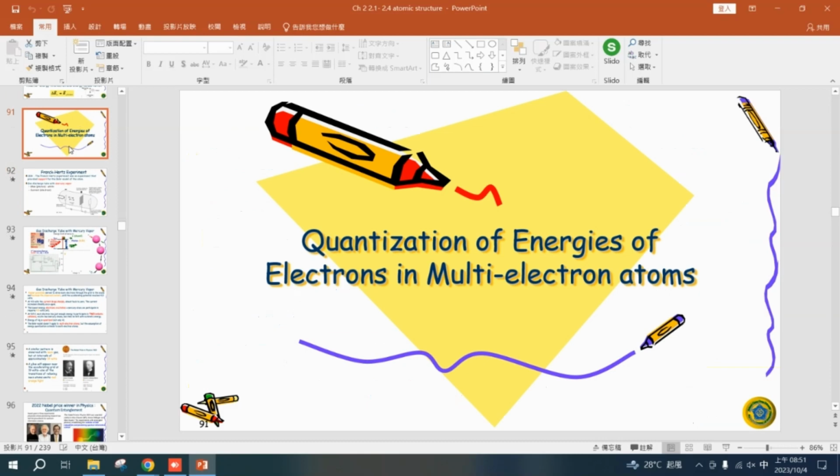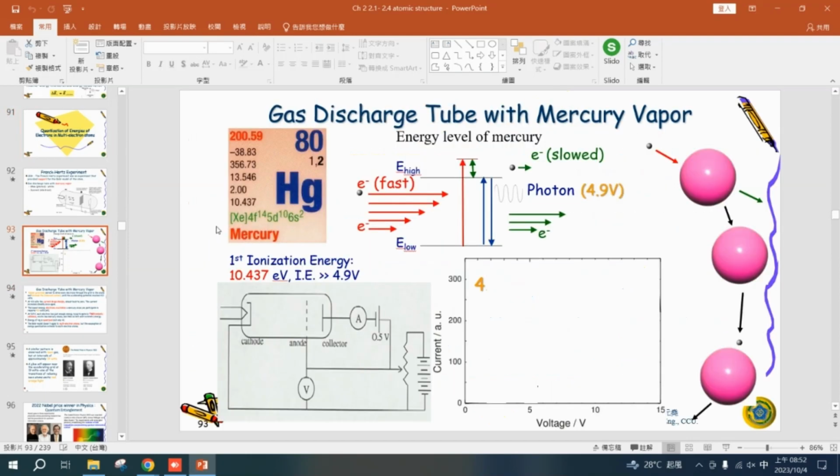And then we know that, is it possible to verify whether for an atom which has multiple electrons the energy of the electron is still quantized? And this is the experiment. We also use the gas discharge tube, right?